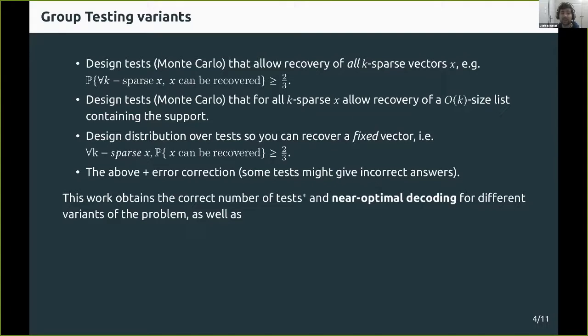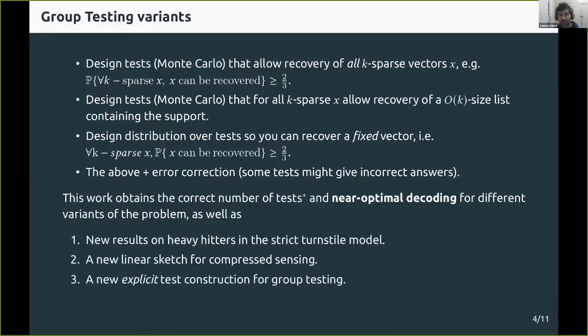Okay, what this work does: we obtain the correct number of tests, and there's an asterisk there, which means the optimal number of tests, or the best known number of tests, and near optimal decoding time for different variants of the problem, actually many variants, including the first three bullets that I have written above, and some error correcting variants. I'm going to try to keep the talk a bit high level. As well, we use all these new tools to get new results on heavy hitters in the strict turnstile model. Actually we saw that a variant of count mean sketch, which I guess all of you know, can do new tricks that weren't known before.